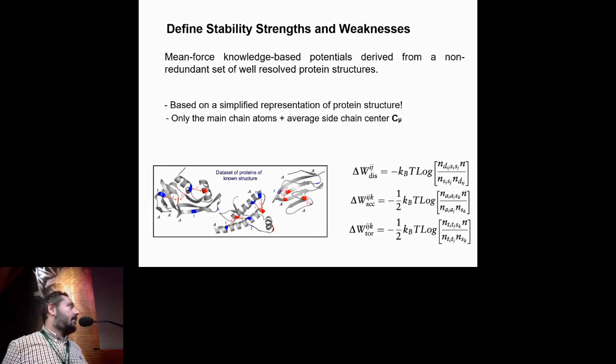For the sequence element, we always consider the amino acid type. For the structure element, we consider three structural descriptors. One is the inter-residue distance, the second is the solvent accessibility of the given residue, and the third one is the torsion angle domain. So basically, the probability of observing this structure-sequence element association in a data set is written in terms of the number of occurrences of this element in the data set, and then properly normalized to get these energetic values.